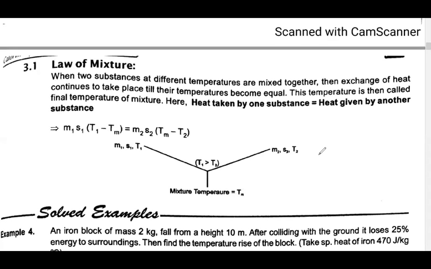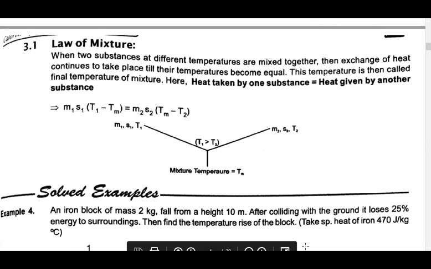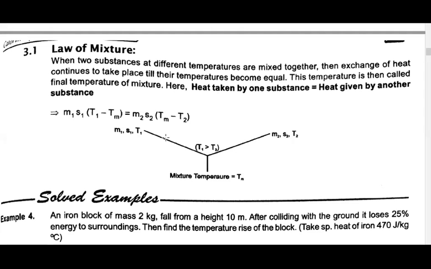So I hope all of you understood this. So try solving this problem. It's an easy one. Here, an iron block of mass 2 kg, sorry, mass, not mask, falls from a height of 10 meters. So obviously it will be changing potential energy.